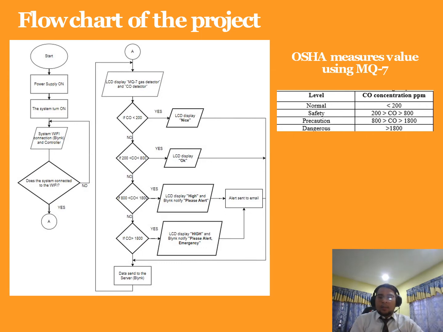Next, the table shows the standard CO concentration level by OSHA. Based on the table, if the CO concentration is less than 200, the amount measured is normal. The level is safe if the concentration is between 200 and 800 ppm. Then the level is precautionary if the concentration is between 800 and 1800. The concentration is dangerous if it exceeds 1800.